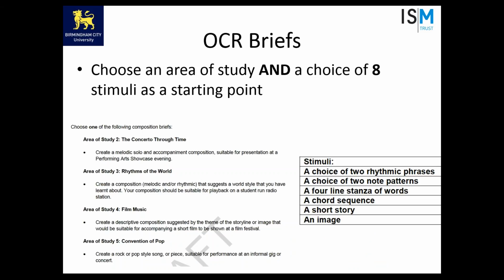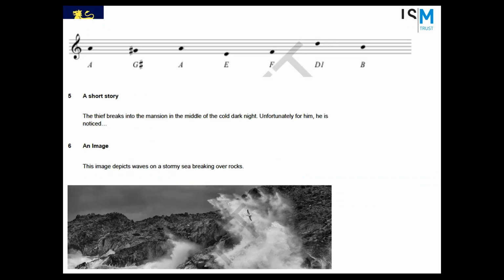And some of the briefs here, this is interesting. Well, they're all interesting, but I found this one quite fascinating in that what you have to do is choose an area of study, which is the one on the left: the concerto through time, rhythms of the world, film music and pop, conventions of pop. And then you've got a whole list of 8 starting points, 8 stimuli. So a choice of 2 rhythms, 2 note patterns, a 4-line stanza, chord sequence, a short story and an image. And I've got some examples here. You might have seen them if you've looked through.